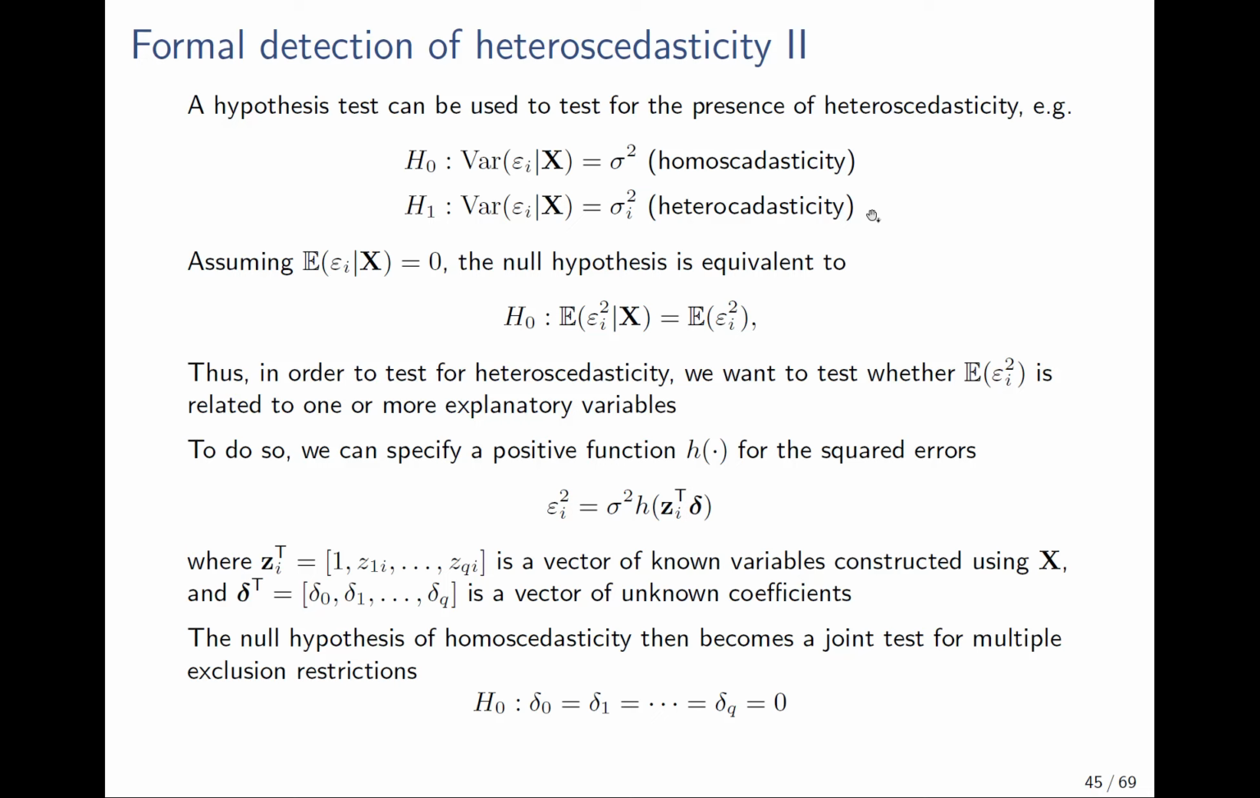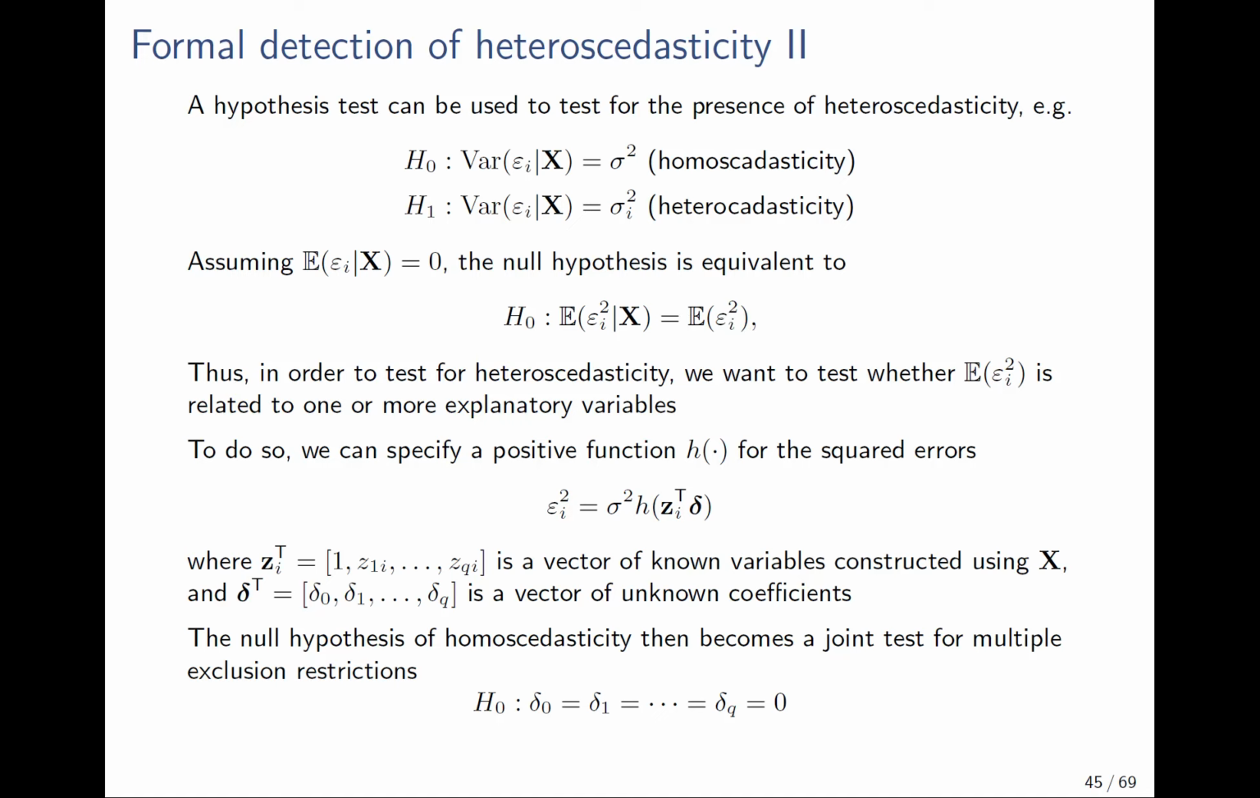Essentially, we're going to set the hypothesis test up in this way. The null hypothesis is that we have homoscedasticity, so spherical errors: the variance of epsilon i given x is constant, sigma squared. And the alternative is that this is not true, that we have heteroscedasticity. Each observation potentially has its own variance. Now, assuming that the errors have zero conditional mean, the null hypothesis is essentially equivalent to saying that the expected value of the squared error given x equals its unconditional expectation.